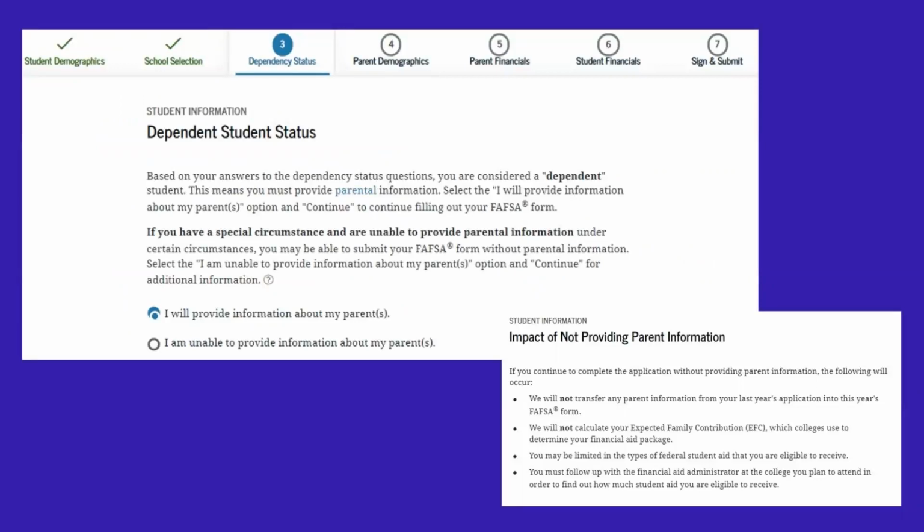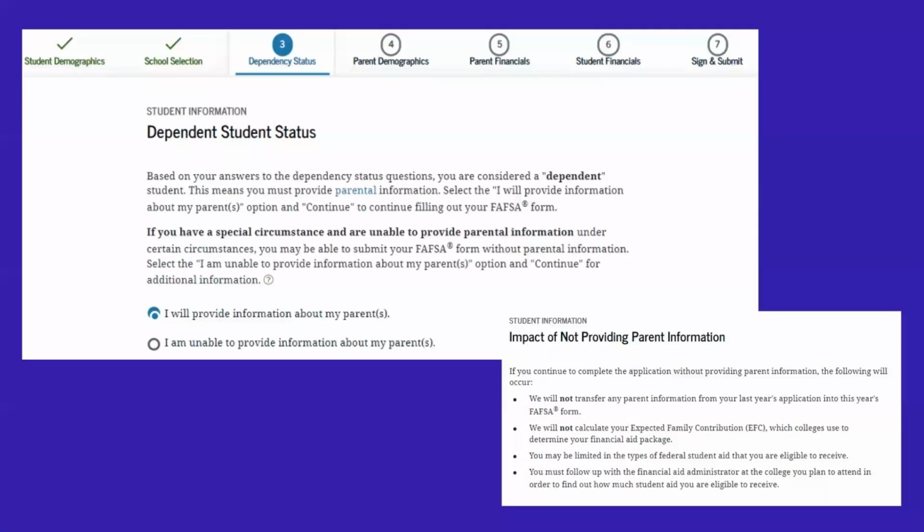Okay. So when they are asking questions of the student, they are going to ask the student to provide information on both parents. And they're asking, I will provide information about my parents, or I'm unable to do that. If you are able to provide information on both parents, I would strongly encourage you to fill that in and say that you will provide the information. There are circumstances where, for whatever reason, the student is estranged from a parent and you cannot answer that for a second parent, then you would need to say that I am unable to provide that information.